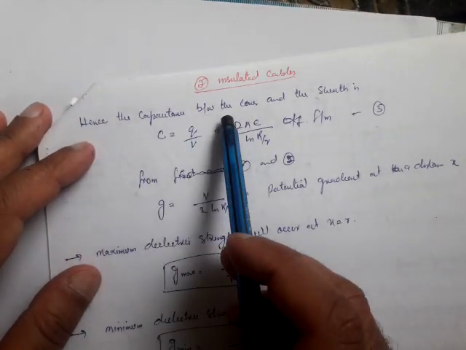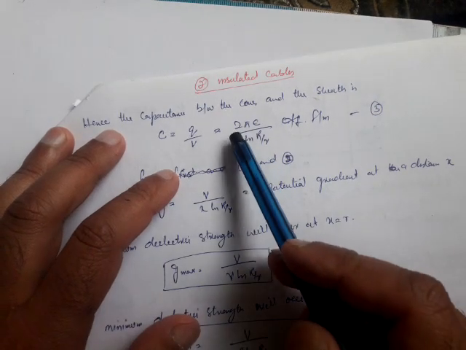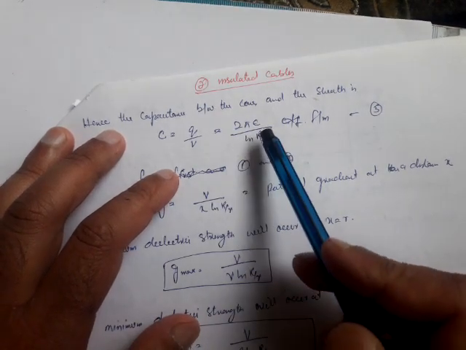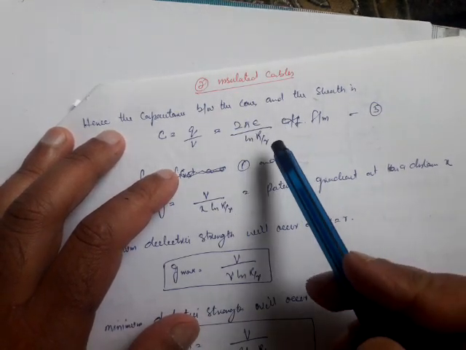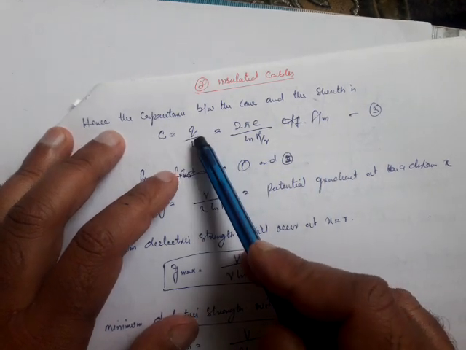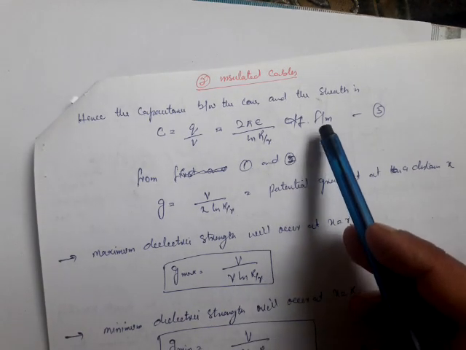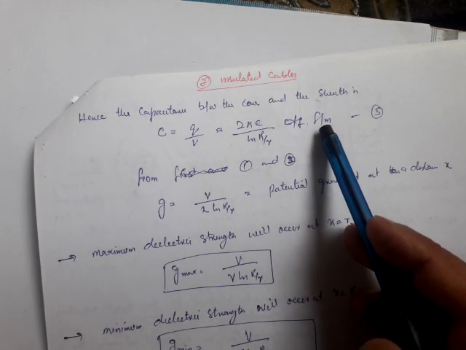Hence the capacitance between the core and the sheath is given by C is equal to q by v, that is equal to 2 pi epsilon divided by ln of R by r, and the unit will be farad per meter because in this case q is coulomb per meter. That's why we get farad per meter here.